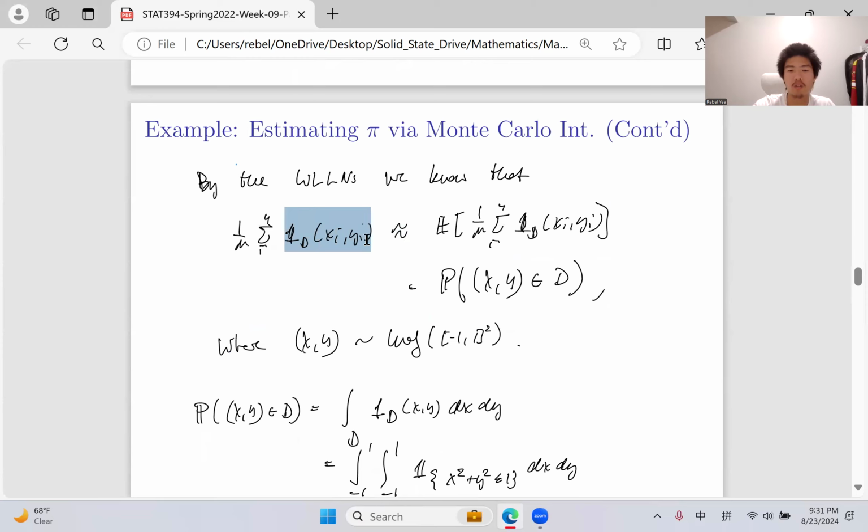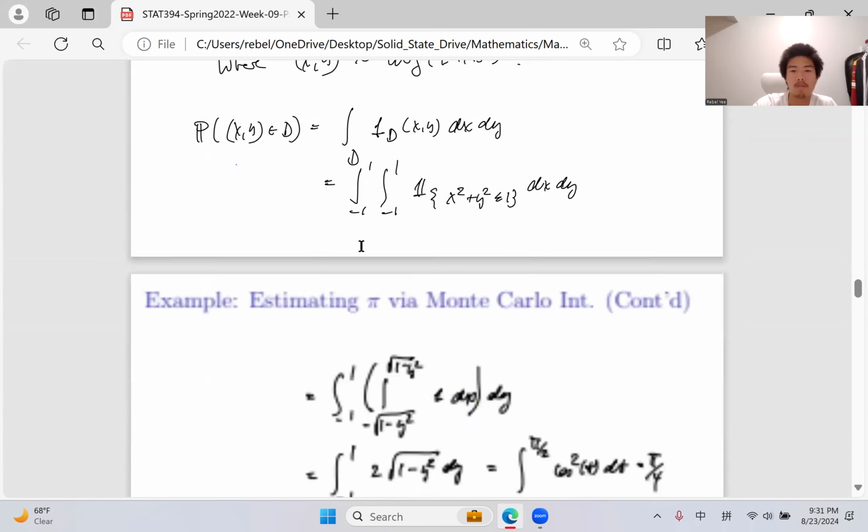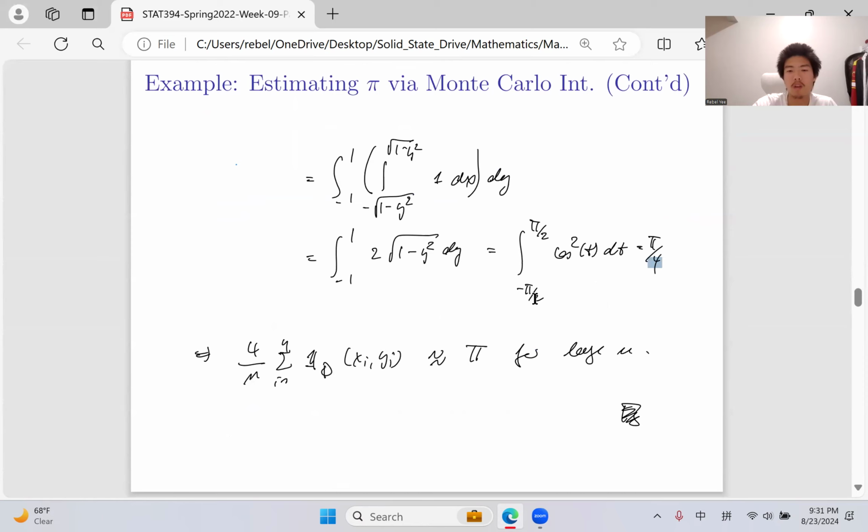And this value is also known, because every time you select a point, you know whether it's inside or outside. So if it's inside, you add 1, and if it's not inside, you don't add 1. So this term is known, 4 is known, so we can solve for pi. All these values can be used to solve for pi. So pi is very close to 4 over n times this indicator function's sum.